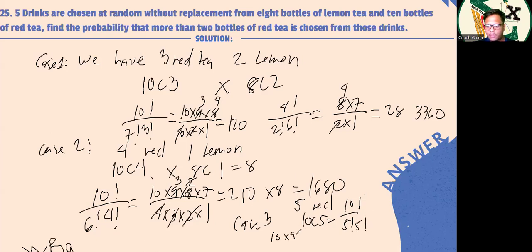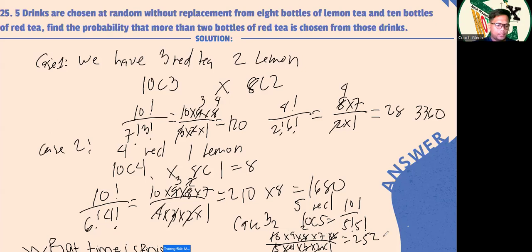That's 10 times 9 times 8 times 7 times 6 over 5 times 4 times 3 times 2 times 1. So 3 and 2 cancels 6. 5 cancels 10, 2. And then 4 cancels 8 to 2. So we have 4 times 7 times 9. That's equal to 252. Now just add the 3 cases. So we have 360 plus 1680 plus 252. So that's 5292.